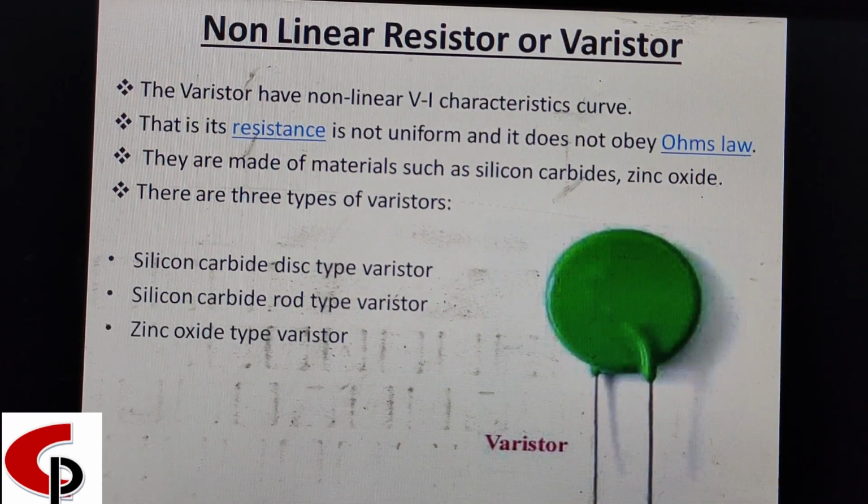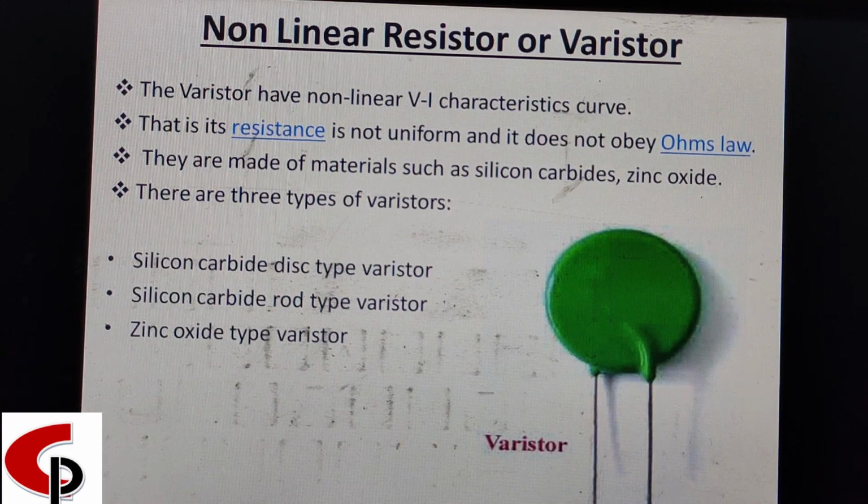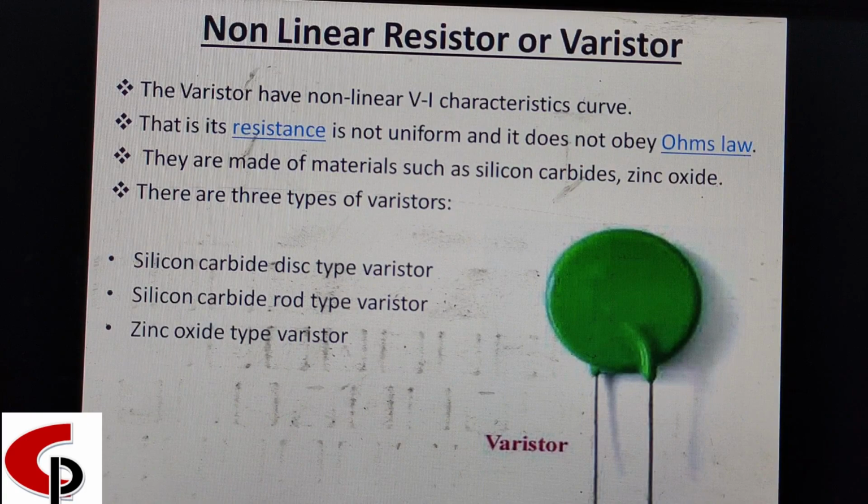Then comes the nonlinear resistor or varistor. The varistor has a nonlinear VI characteristic curve. Why? Because this type of resistance does not obey Ohm's law. They are made up of materials such as silicon carbide and zinc oxide. There are three types of varistor, that is silicon carbide disc type varistor, silicon carbide rod type varistor, zinc oxide type varistor.